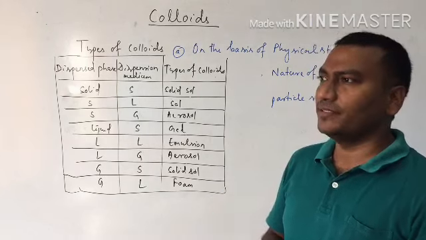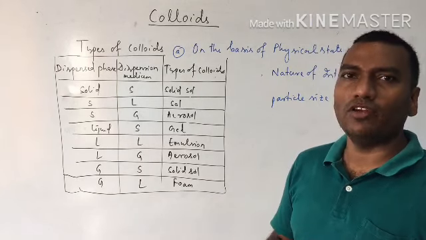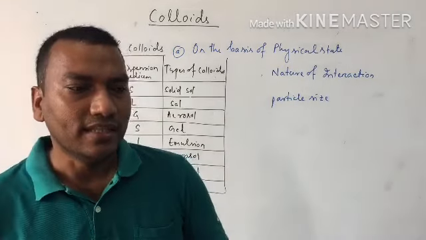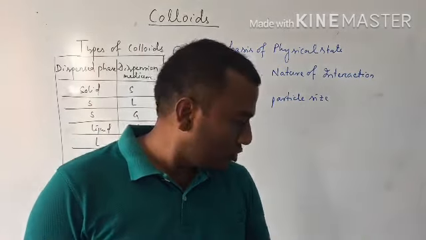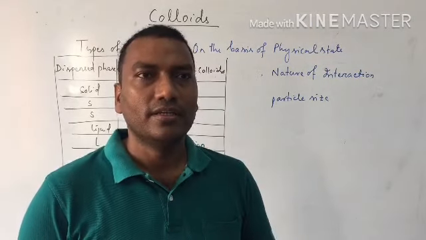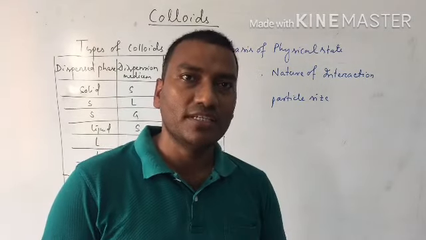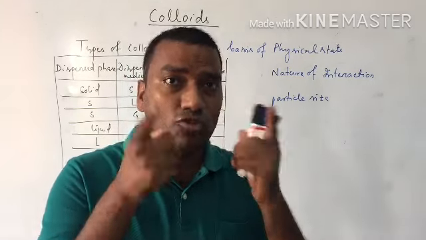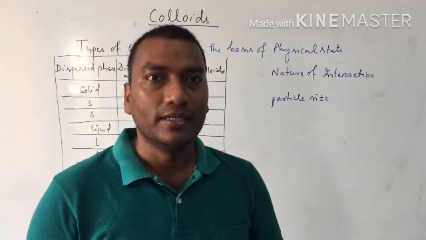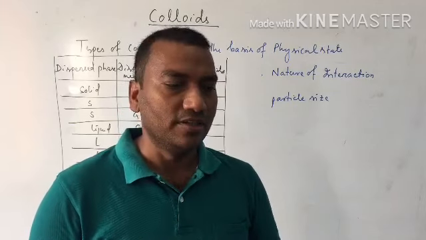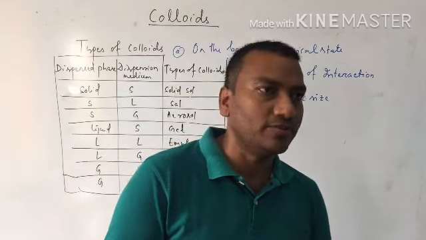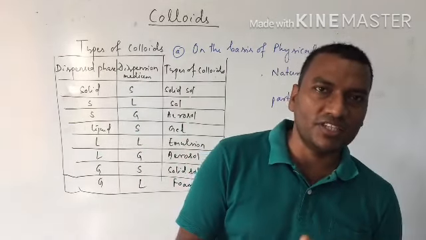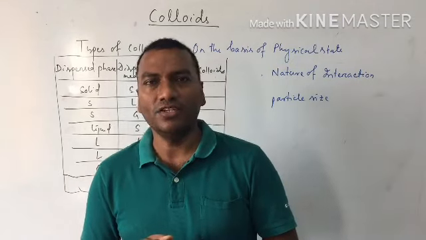First, what do you mean by colloid or colloidal solution? In the earlier classes you have read about colloidal solution. A solution that seems to be homogeneous but is actually heterogeneous in nature. Yes or no? Suppose milk, it seems to be homogeneous to our eye, so milk is a colloidal solution. So what is a colloidal solution? The solution which seems to be homogeneous but is actually heterogeneous in nature is called a colloidal solution.